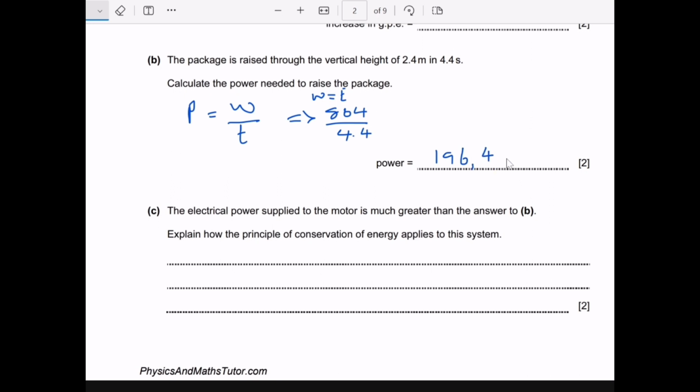196.4. Remember, the unit for power is watts. Power is measured in watts, okay? Or if you want derived quantities, it's joules per second. Remember, this one is joules, this one is seconds, so it will be joules per second. But see, the electrical power supplied to the motor is much greater than the answer to B.